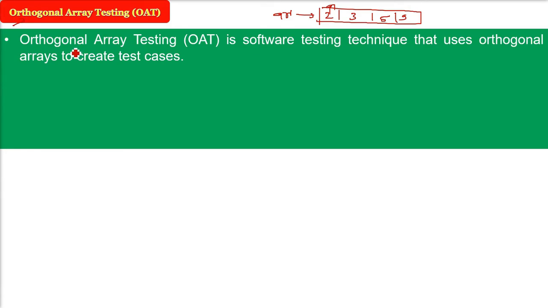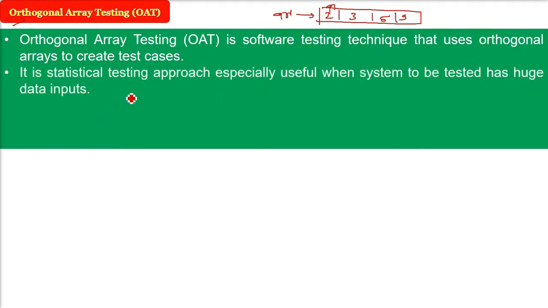Orthogonal array testing is a software testing technique that uses orthogonal arrays to create test cases. This is all about minimizing the test cases. I'll tell you when the cases will be very high and how we can boil down to fewer test cases. It is a statistical testing approach, specially used when the system to be tested has huge data inputs.